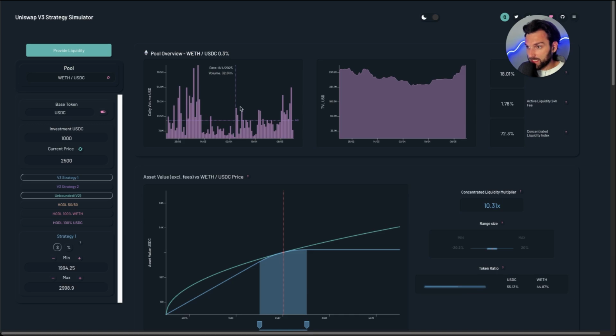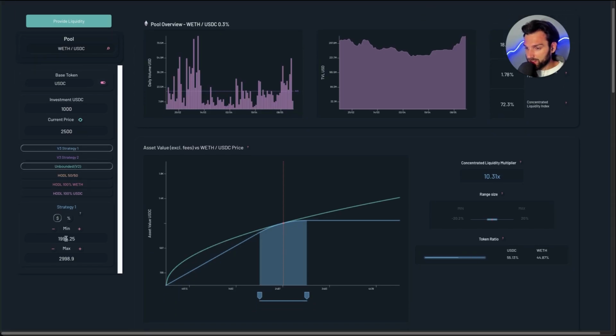So this is DeFi Lab. In DeFi Lab, you can put in some of the criteria. So our liquidity pool here on the left side is wrapped ETH USDC. The base token is USDC. The investment is 1,000 USDC. Current price at which we opened the liquidity pool is $2,500 per ETH. And the bottom range is 2,000. The top range is 3,000.